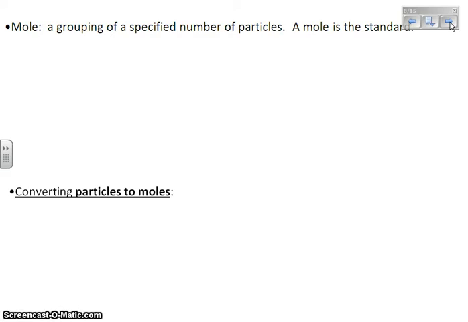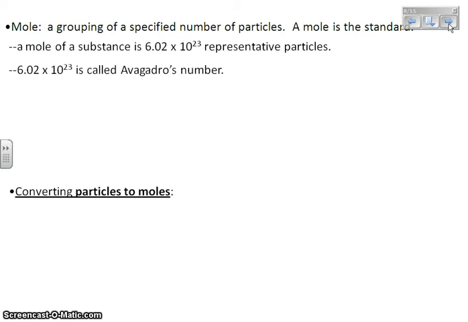So, what does this basically mean? It means that there is a certain amount of a substance in every mole of an object or a compound. It does not matter what that is. Okay? A mole of a substance is 6.02 times 10 to the 23rd representative particles. And representative particles include molecules, atoms, and formula units.